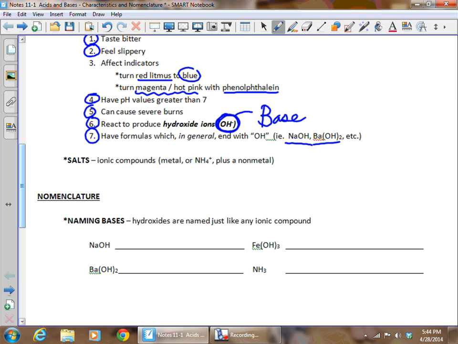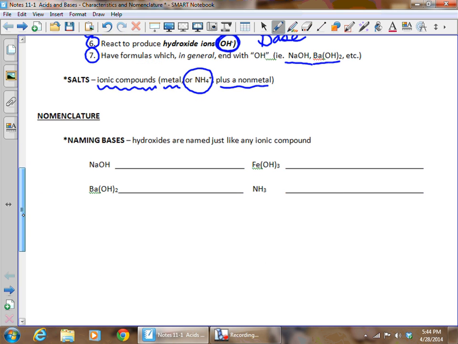Salts, then, another type of compound, are ionic compounds. Ionic compounds, of course, we've studied for most of the year. They have a metal or an NH4+, a polyatomic ion, at the beginning, plus a nonmetal. Those are our ionic compounds or our salts.